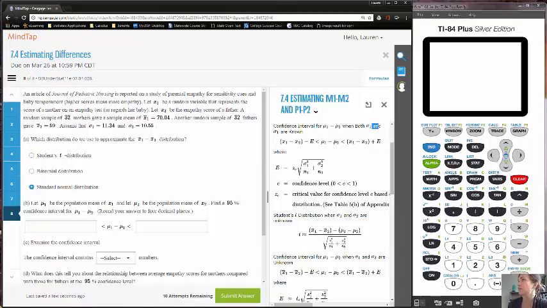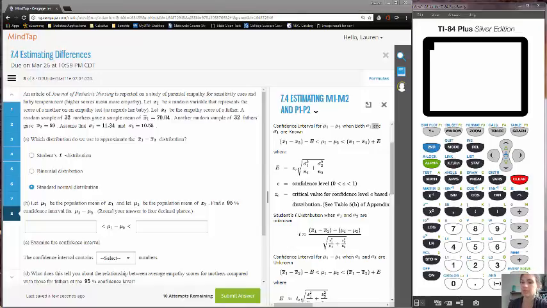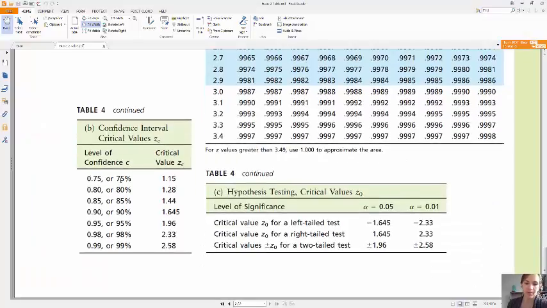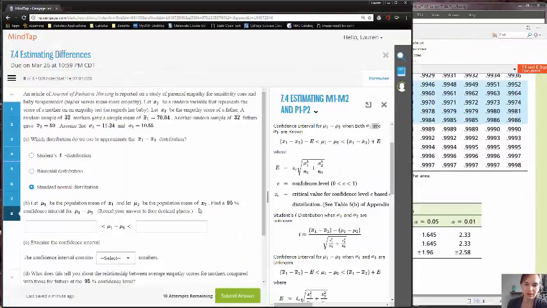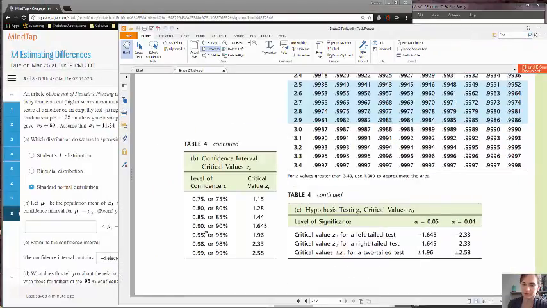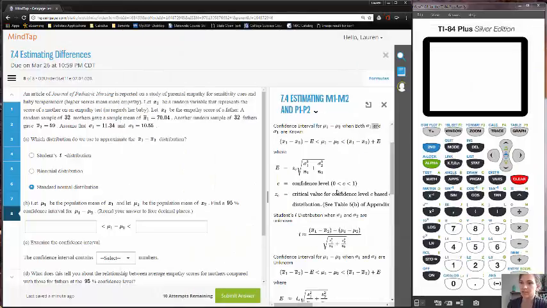So we can look up the critical value of z. I'll pull up my z table here. Critical value of z for what level of confidence? I forgot it. 95%. So 95% means the z value is 1.96.